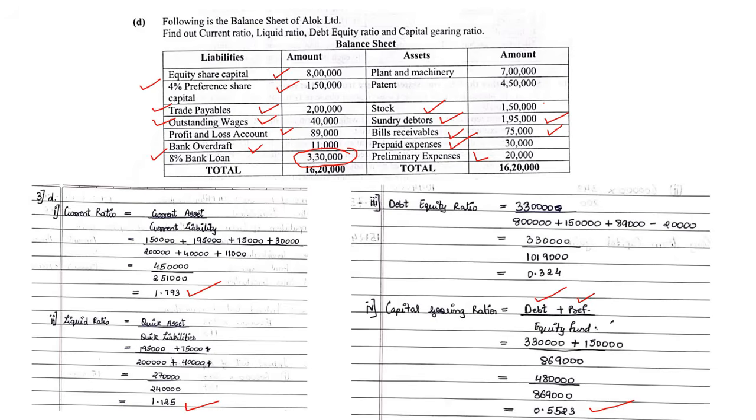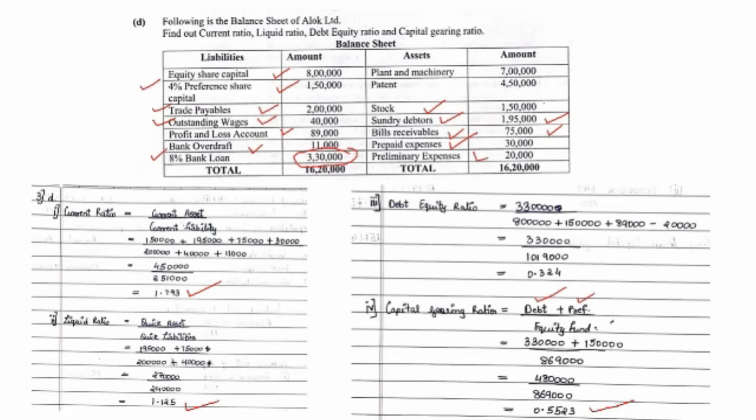You all can go through it once. Okay, so these were all the different types of sums that you had to cover under wealth management. I hope everyone has understood it.